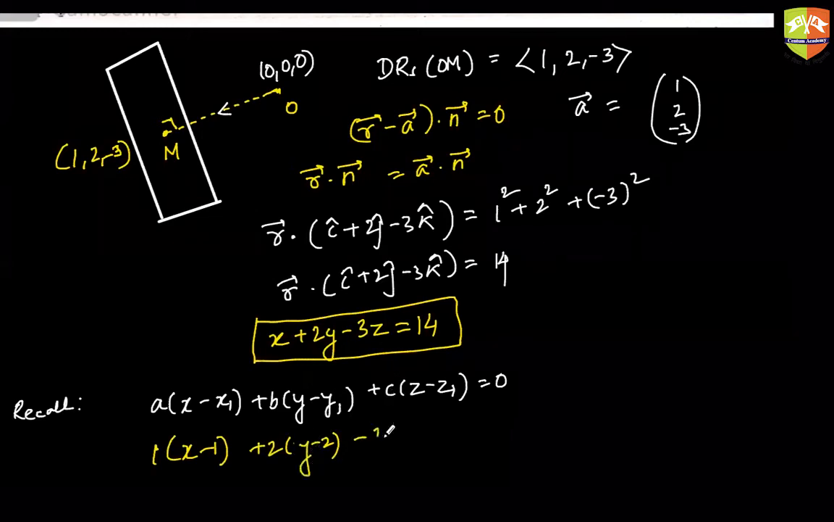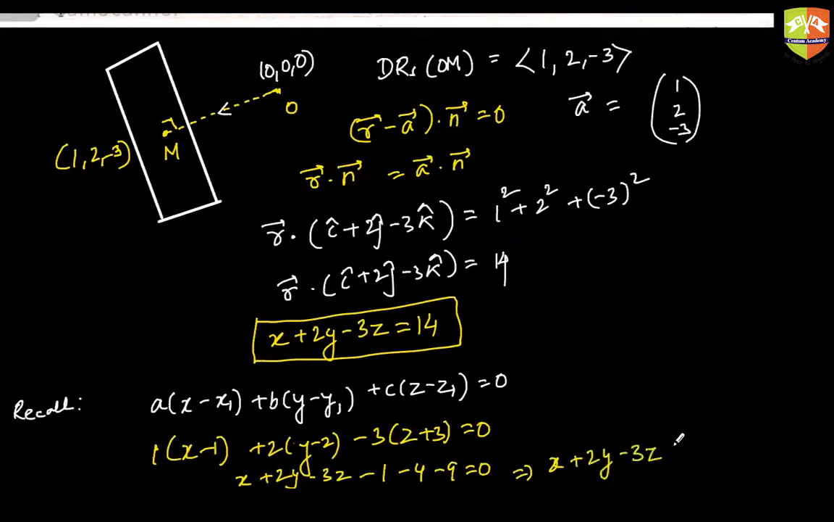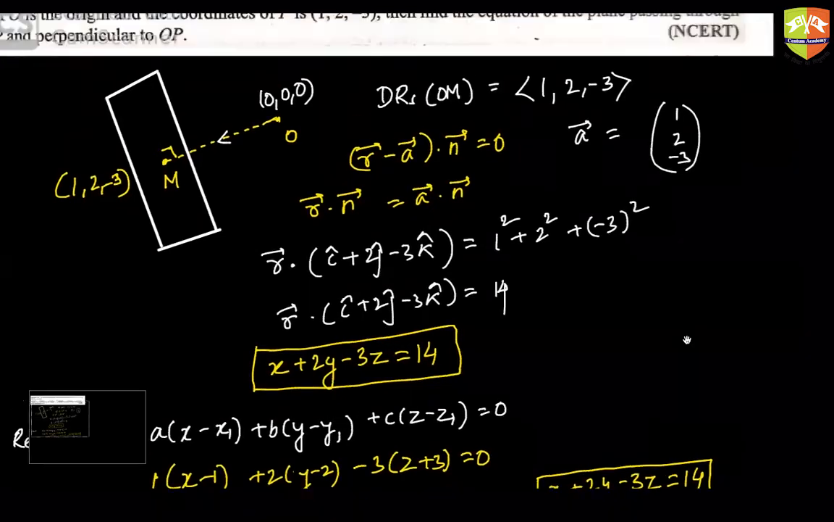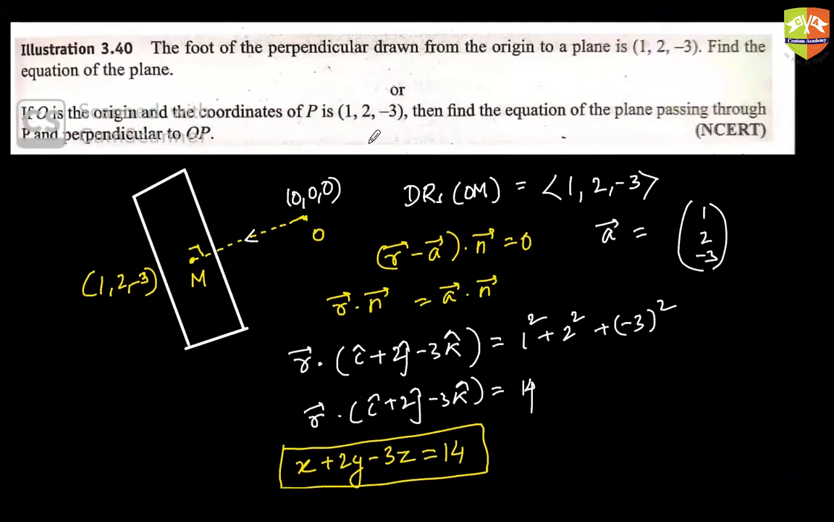And minus 3, Z plus 3 equal to 0. Correct? So if you expand it, it becomes x plus 2y minus 3z minus 1 minus 4 minus 9 equal to 0, which is nothing but x plus 2y minus 3z is equal to 14. So multiple ways to reach the same answer. So first part is done by everyone. Is there anybody who is feeling trouble in finding this?